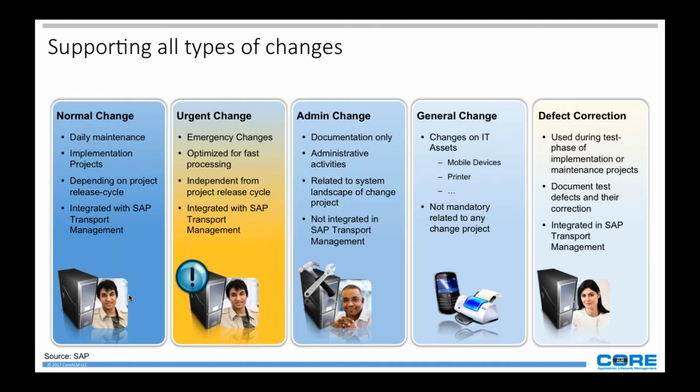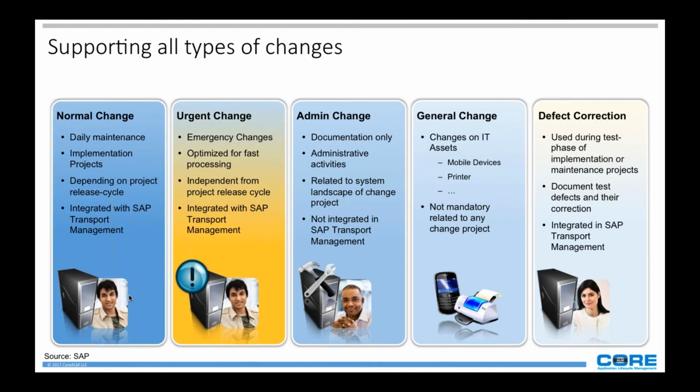Then you have admin change types, so documentation, administrative activities, things like that you want to manage through the workflow, but you want to document through CHARM. Then you have general change, like mobile devices and printers. So there are a few things that you can also manage through CHARM if you want to use the workflow and take advantage of the tool.